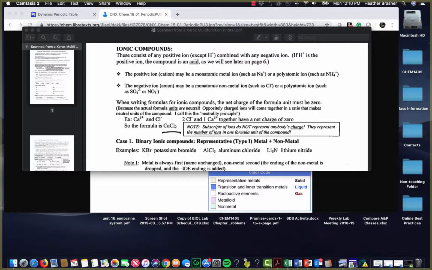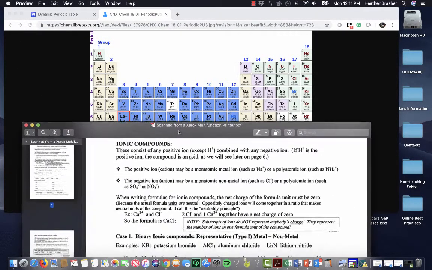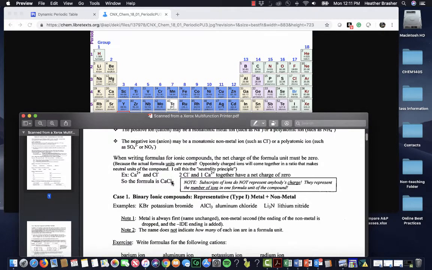So let's go through this so that we can talk about and learn how to write these down. On here, again, these are binary ionic compounds. So we're going to have 2 words associated with it. And this is going to be representative metals type, and this is our type 1.